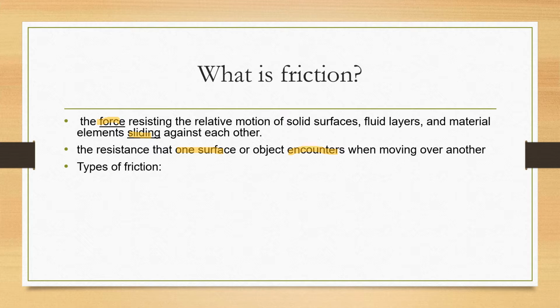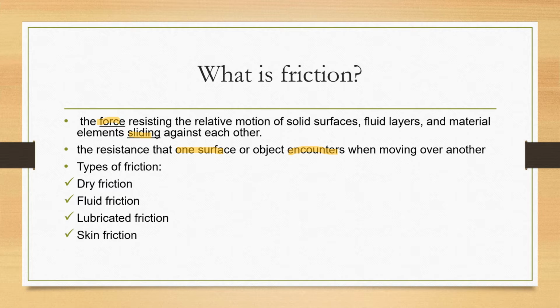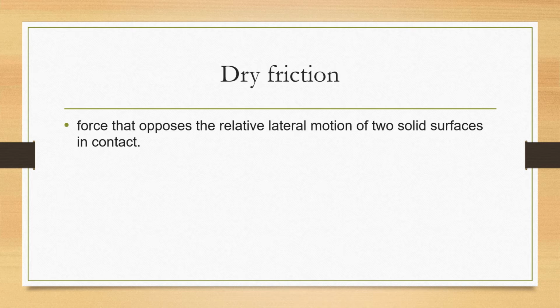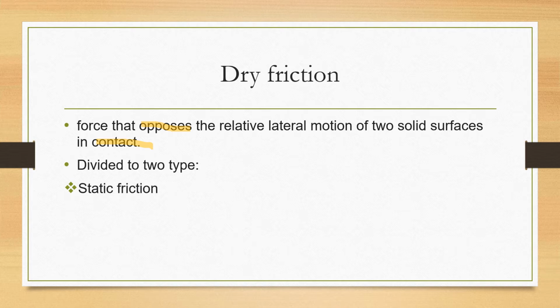There are five types of friction, which are dry friction, fluid friction, lubricated friction, skin friction, and internal friction. In this topic, I will focus on dry friction. Dry friction is the force opposing the relative lateral motion of two solid surfaces in contact. Dry friction can be divided into two types, which are static friction and kinetic friction.